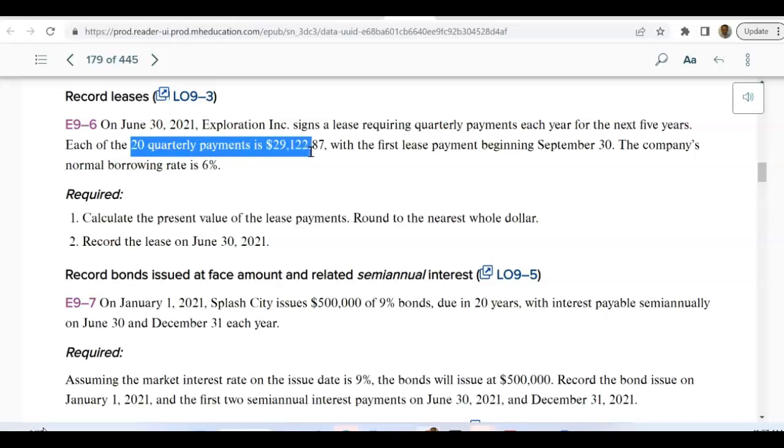Each payment is $29,122.87, with the first lease payment beginning September 30th. So this is June, July, August, September 30th, because it's 3 months, right? So July, August, September, 3 months gone, first payment is due. Another 3 months gone, the next payment is due, right? So the company's normal borrowing rate is 6%. Again, every company has a different borrowing rate based on the credit history of the company. Here it says the hurdle rate, the borrowing rate, is 6%.